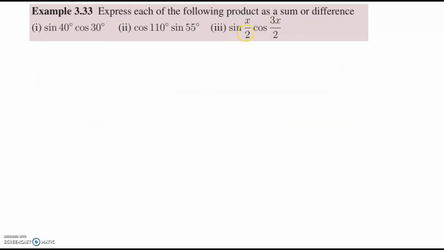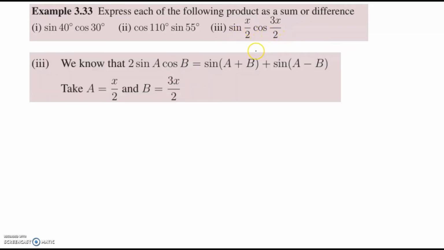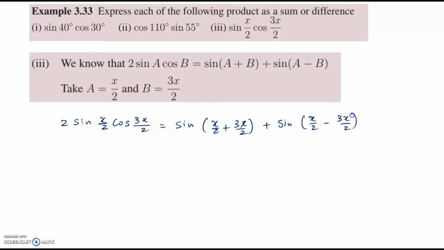Now for the third part of the question, sine x by 2 cos 3x by 2. We know that 2 sine A cos B is equal to sine(A plus B) plus sine(A minus B). So let's take our A to be x by 2 and B to be 3x by 2. So substituting, we get 2 times sine x by 2 into cos 3x by 2 is equal to sine of (x by 2 plus 3x by 2) plus sine of (x by 2 minus 3x by 2).